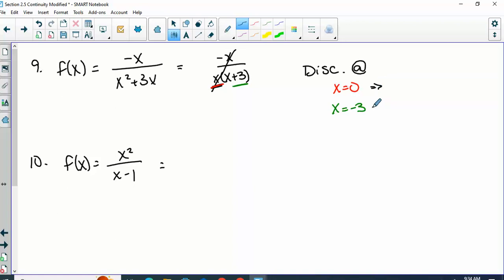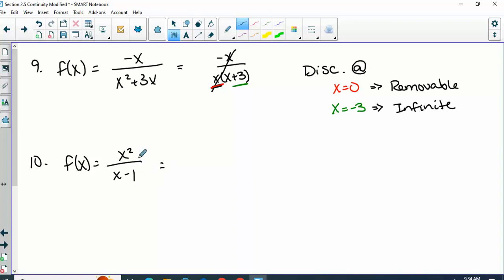So at 0, if it cancels, what does that mean on the graph? It puts a hole on the graph if things cancel. And that, when you have just the hole on the graph, that is removable. If it doesn't cancel, what does that mean we have on our graph? Vertical asymptote, so that means it is infinite. So 0 is removable and negative 3 is infinite.